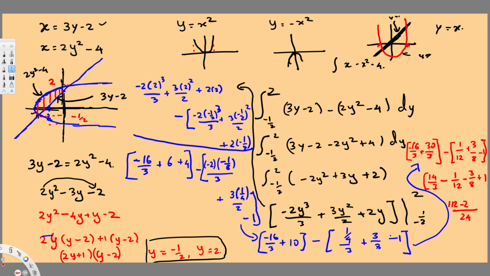Then here we are going to have times 3, that's going to be minus 9. And then this is going to be times 24, that's going to be just 24. So if we add them together, that's going to give us 112 minus 11, that's going to be 101. 101 plus 24, that's going to be 125 divided by 24. So that's going to be the area of this shaded region, and that's how we do this kind of problem.